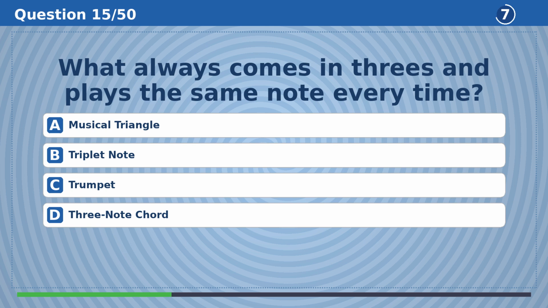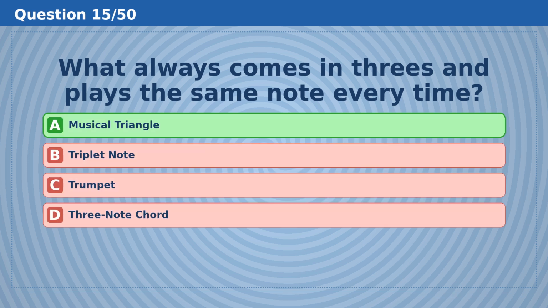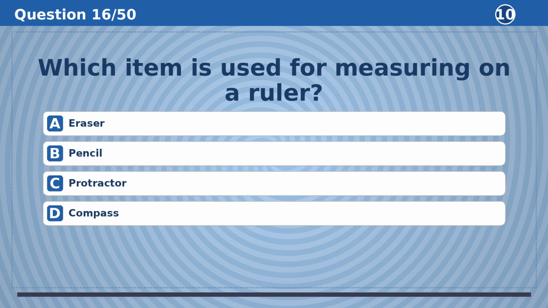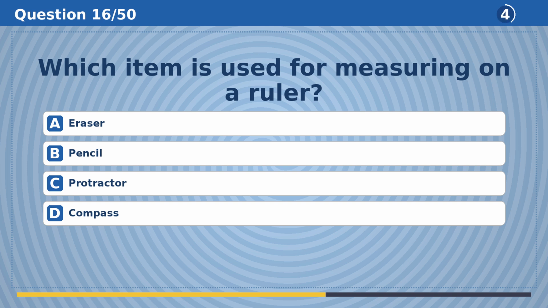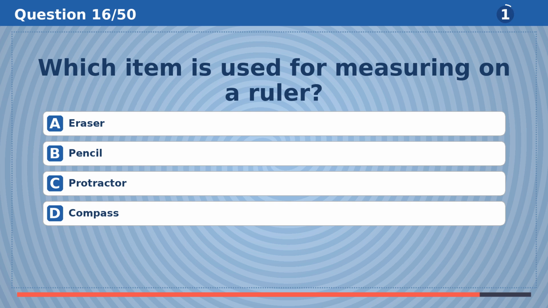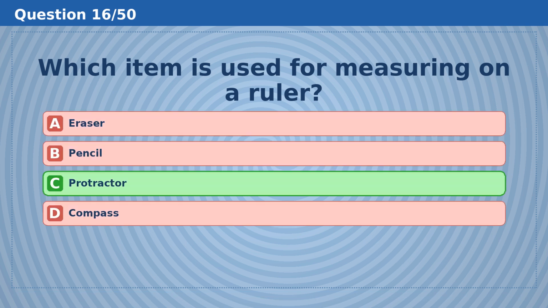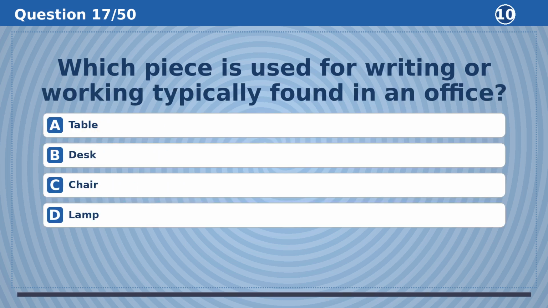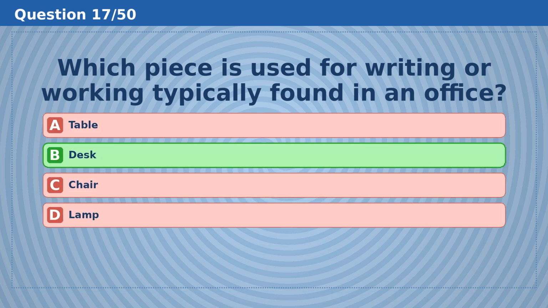What always comes in threes and plays the same note every time? The answer is A, musical triangle. Which item is used for measuring on a ruler? The answer is C, protractor. Which piece is used for writing or working typically found in an office? The answer is B, desk.